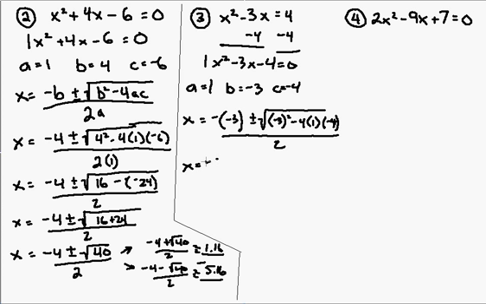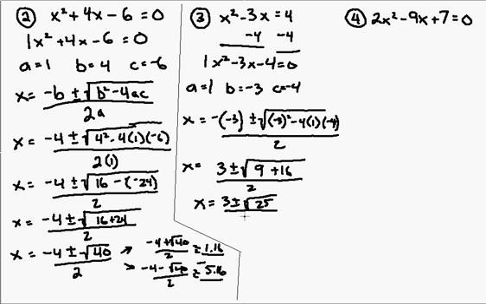X is equal to a positive 3. 2 negatives make a positive. So we have 3 plus or minus the square root of 9. Negative 3 times negative 3 is 9. Negative 4 times negative 4 is a positive 16, over 2. X is equal to 3 plus or minus the square root of 25 over 2. So x is equal to 3 plus or minus 5 over 2.